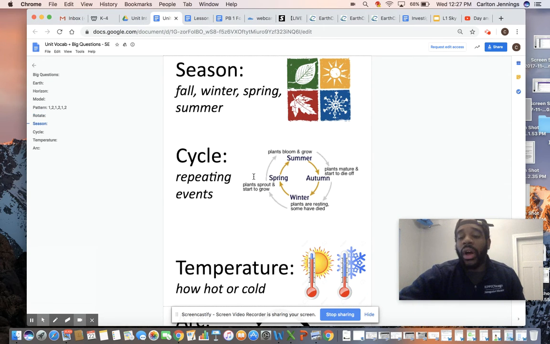Cycle, cycle. Everybody say cycle. Cycles are repeating events. So we have fall, winter, spring, summer. It repeats over and over. It's also a pattern, but it also repeats.